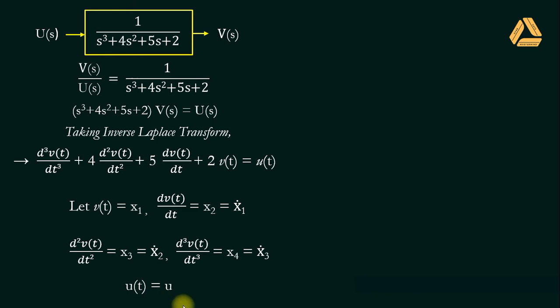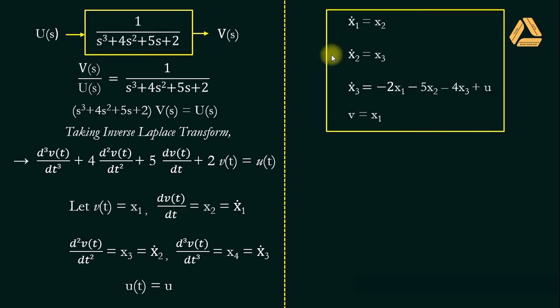And considering u(t) to be the u vector, from these I'll be getting the differential vector as x1 dot, x2 dot, x3 dot, whose equation is x1 dot equal to x2. See, x1 dot is equal to x2. x2 dot, what is x2 dot? x3. x3 dot, what is x3 dot? x3 dot you will be getting by rewriting this actual inverse Laplace transform equation. So just keeping this one on the left side and bringing all other things to the right side, you will be getting this equation: x3 dot equals minus 2x1 minus 5x2 minus 4x3 plus u, and v is nothing but x1.